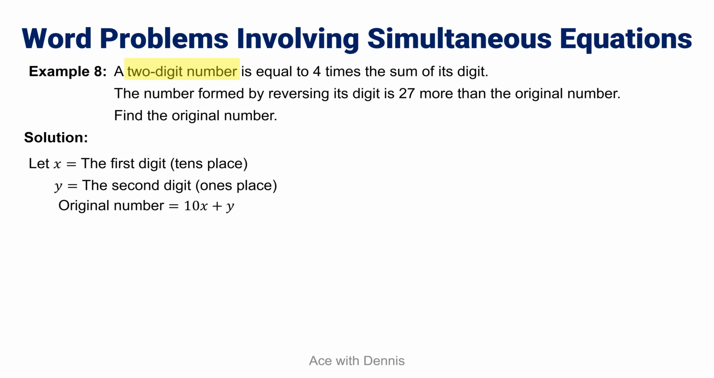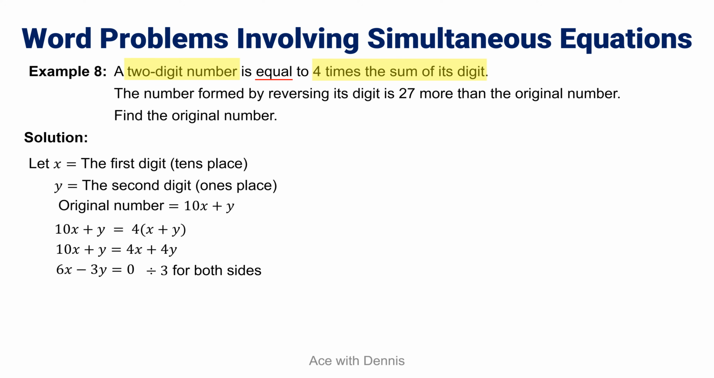Alright, so the information given, the two-digit number we can write as 10x plus y equals, so put an equal sign here, 4 times the sum of its digits. Alright, so what does it mean? It means we can write 4 bracket x plus y. Okay, so this is the equation we can form from the first sentence. Then we simplify, right? We have 10x plus y equals 4x plus 4y. Rearrange this equation. 6x minus 3y equals 0. Then we divide 3 for both sides. I have 2x minus y equals 0. I will label this as equation number 1.